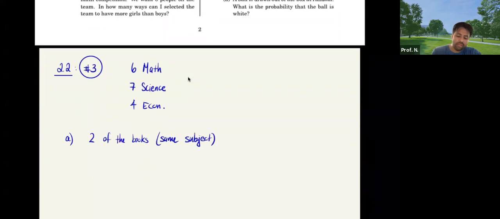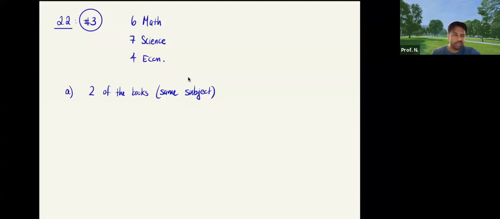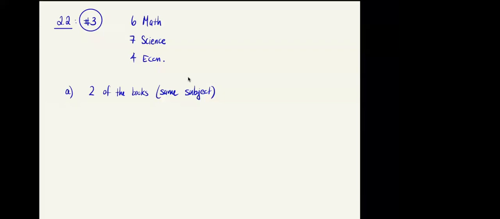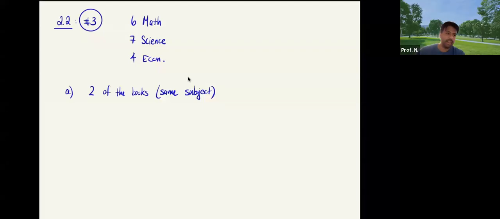So Alexandra, how did you go about doing this? Sure. I was checking to see which other ones I was getting wrong while you were setting it up, but I approached it by, so there's 6 math, 7 science, 4 economics. So for A, I did 6 times 5 plus 7 times 6 plus 4 times 3. So I guess a permutation of each.